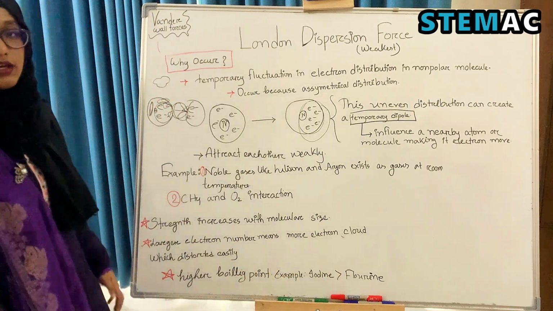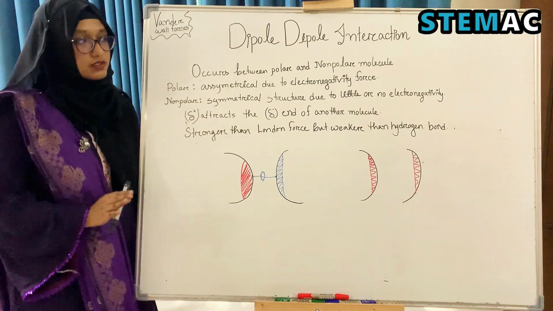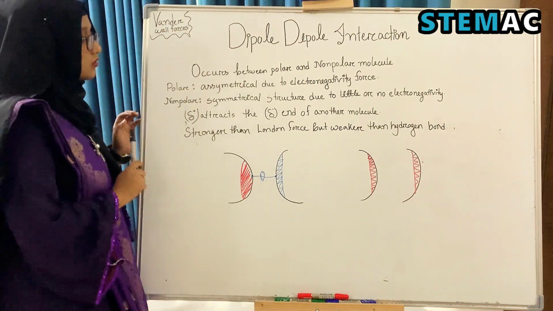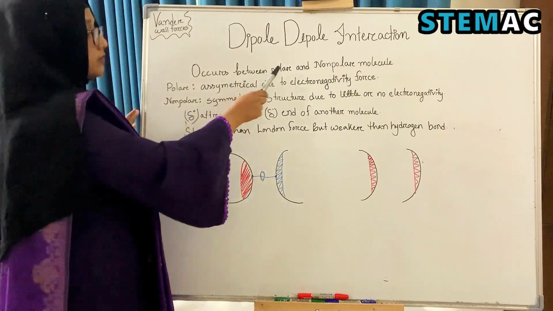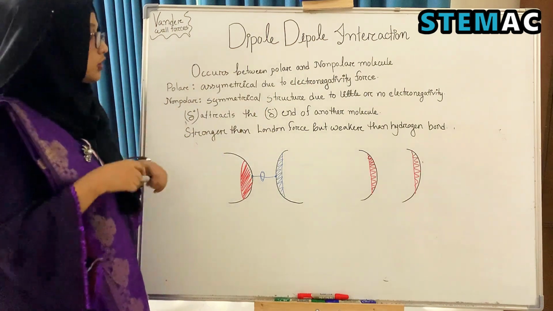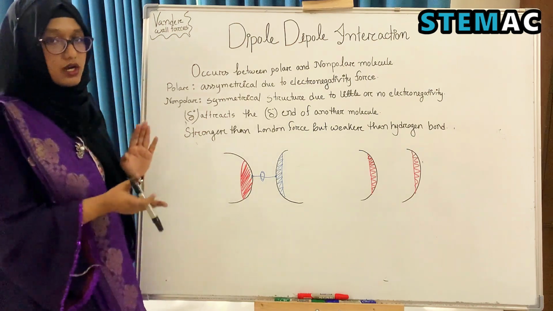And next we're gonna learn about a new topic. Now we're gonna talk about dipole-dipole interaction, which is another van der Waals force. So here it occurs between polar and non-polar molecules. To understand that point, we need to know about polar and non-polar. What is polar and non-polar?